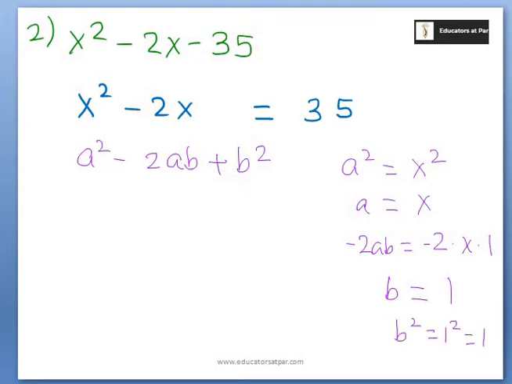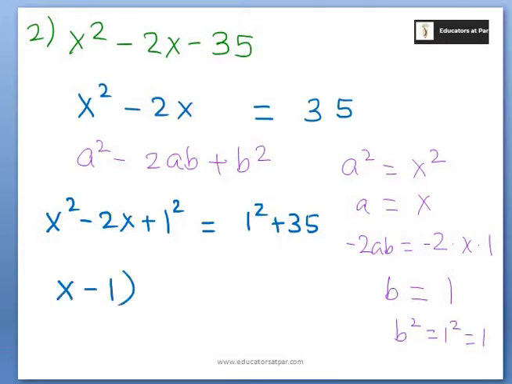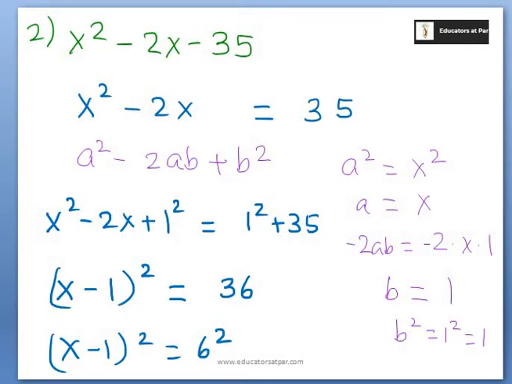We are going to add 1² on both sides. x² − 2x + 1² = 1² + 35. a is x, b is 1, and you have a negative, so it's (x − 1)² = 1² is 1, 36. (x − 1)² = 6². Let's take the square root. x − 1 = ±6.